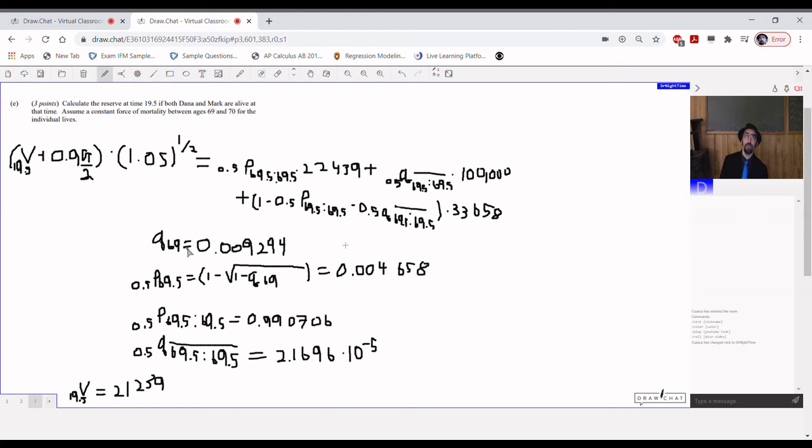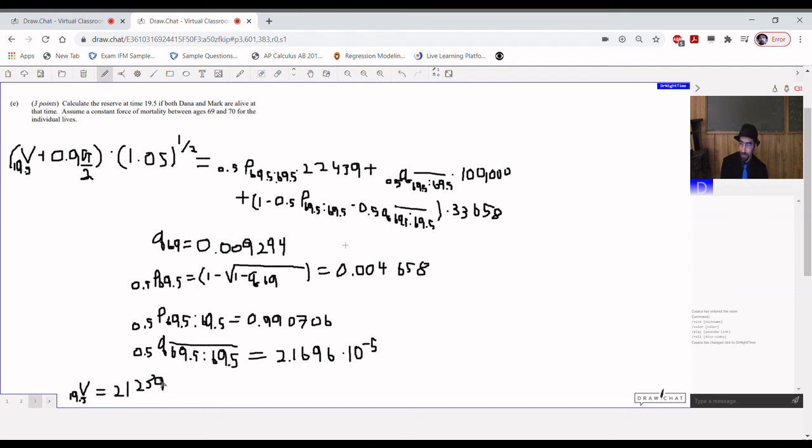Because with constant force of mortality, saying you have to survive both halves of the year is the same probability as saying both have to survive 1/2 of the year. So you could just say 1 minus this quantity is going to get you the one that we need here. Probability that both are dead is just probability that one is dead times itself. And then you plug those into here, and you get the policy value at 19.5.